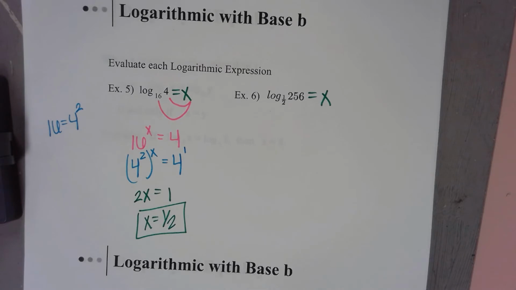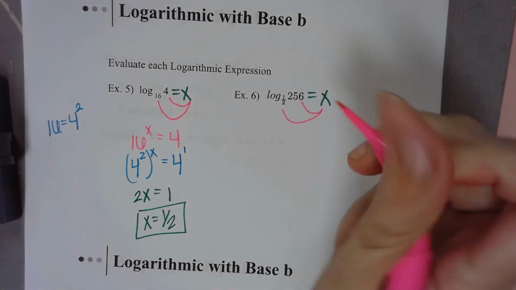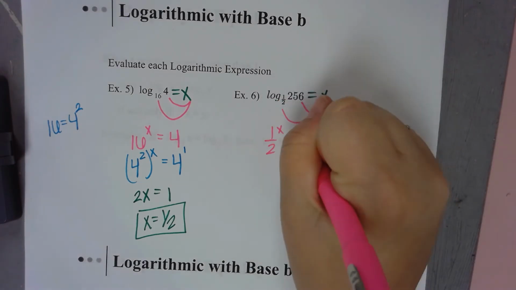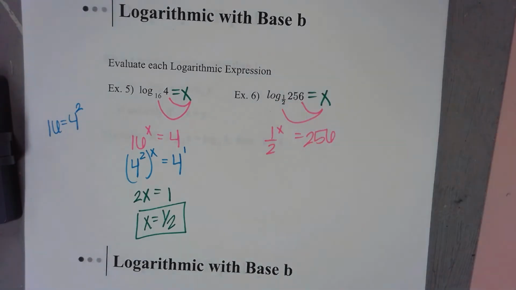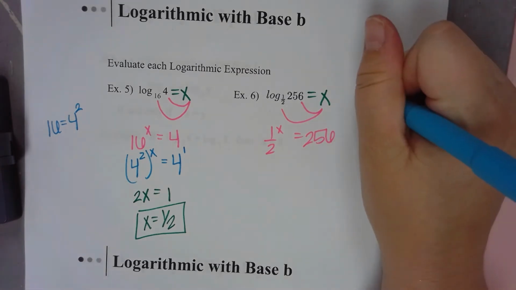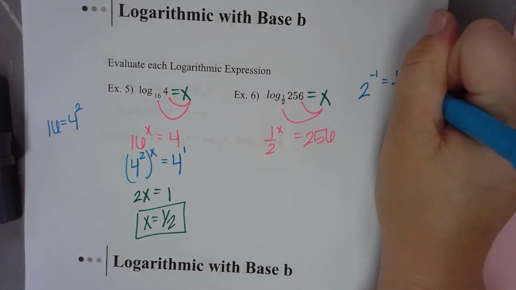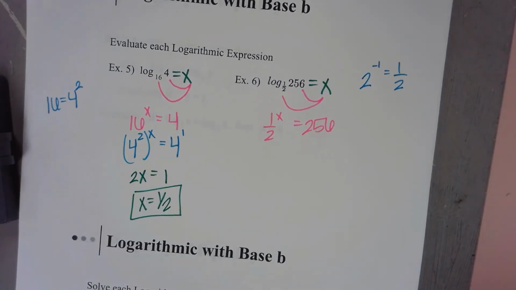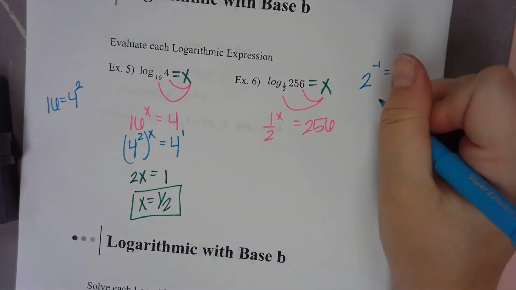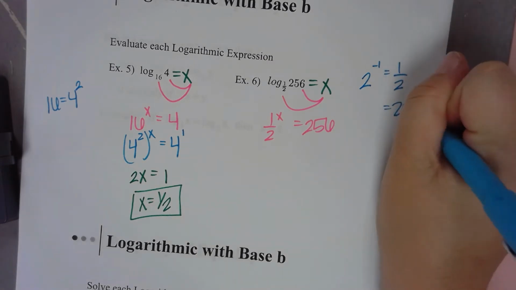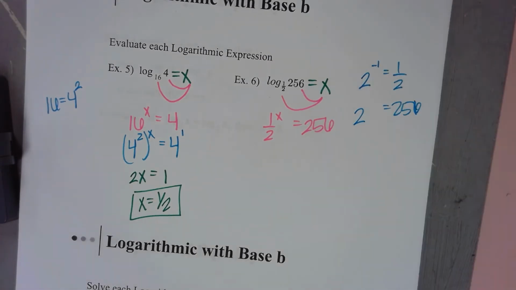Alright, we're going to do the same thing on number 6. We wrote equals x out to the side, so we're ready to do the swoosh. 1/2 to the x power equals 256. So a couple of things I want to change. I want to get this 2 out of the denominator, so I know that 2 to the negative 1 power is the same thing as 1/2. And then I'm also going to need to change this 256 to have a base of 2. So 2 to what power equals 256? And you can mess around with your calculator to figure that out.